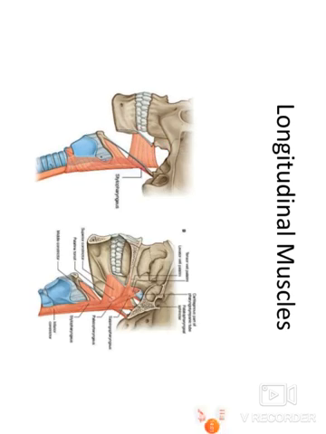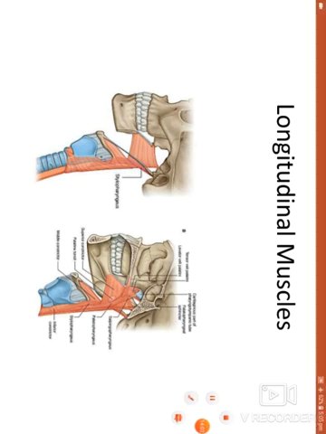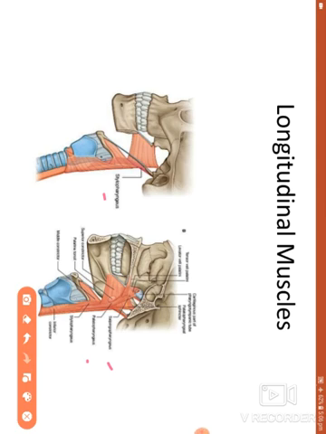Here you can see the longitudinal muscles. The longitudinal muscles are the stylopharyngeus, salpingopharyngeus, and palatopharyngeus. First we'll see the stylopharyngeus. Here you can see this is the temporal bone. This is the styloid process. From the styloid process, this muscle is coming. This is the stylopharyngeus. It goes between the superior and middle constrictors, runs along the length of the pharynx, and attaches to the posterior border of the thyroid cartilage.